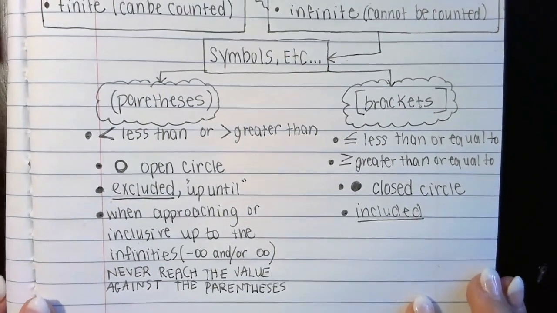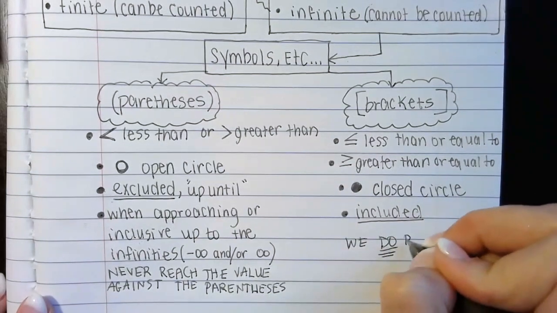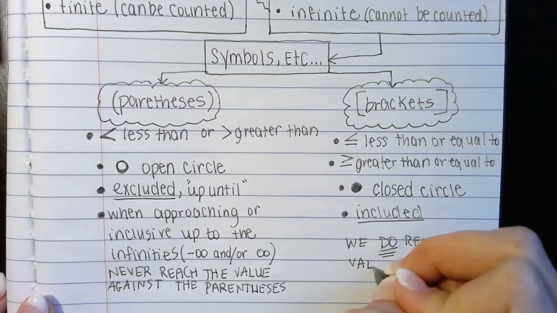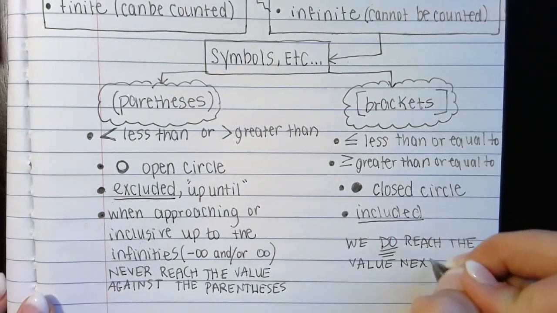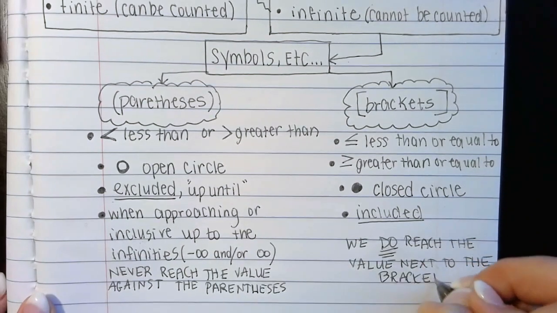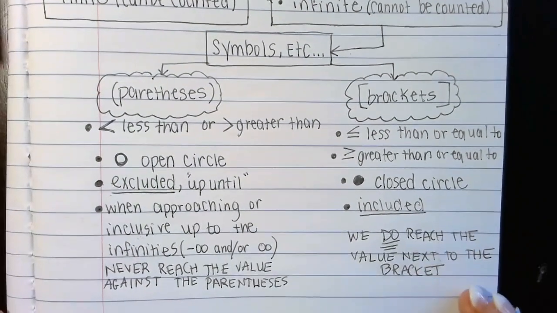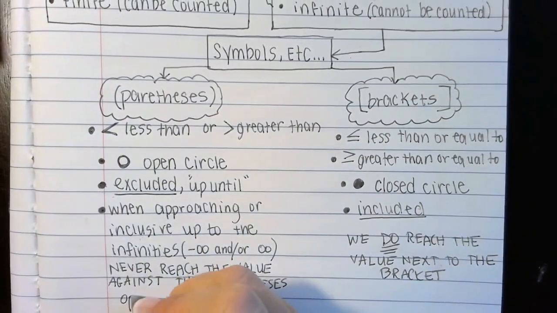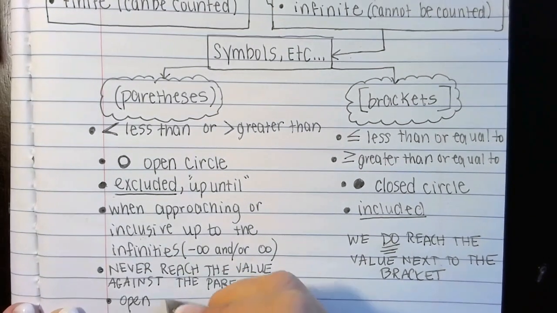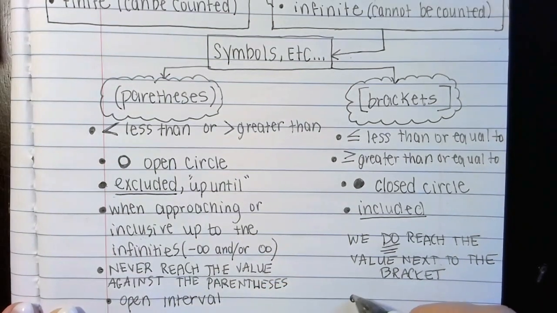Parentheses. Whereas here, we do reach the value next to the bracket. You do reach it. You include it, you touch it, it's included. So the bottom two words that I would just like to add right down here is, we might call this an open interval. And this one we might call a closed interval.